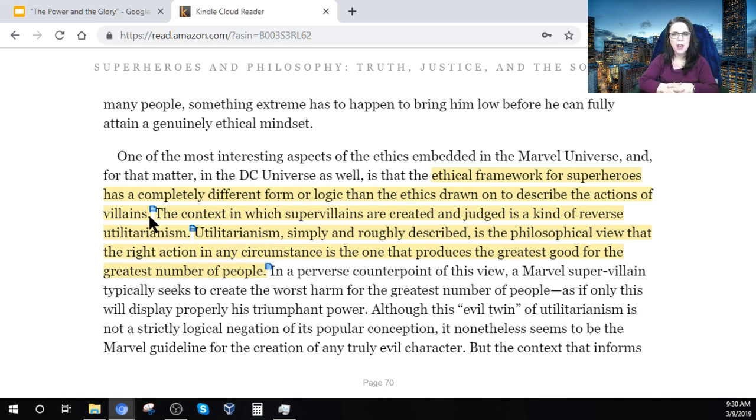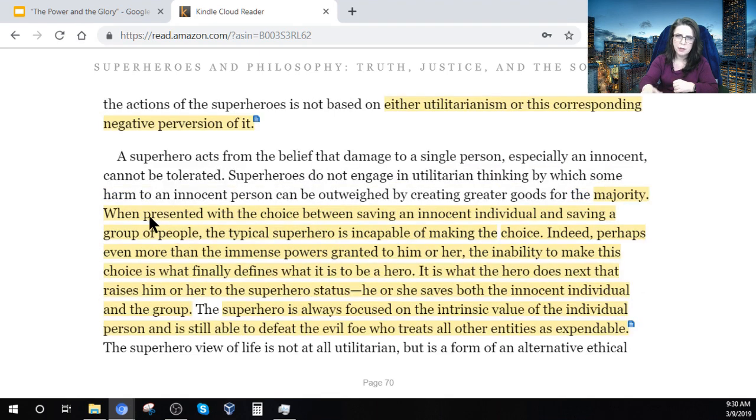Utilitarianism, simply and roughly described, is the philosophical view that the right action in any circumstance is the one that produces the greatest good for the greatest number of people. So please write down utilitarianism, write down the philosophical viewpoint for which it is, and note how these authors are applying this in their argument. They're saying that superheroes have a different form of logic than the villains. So let's look at how they're comparing and contrasting this and how they're going to apply it.